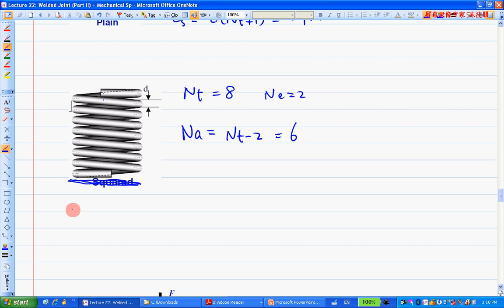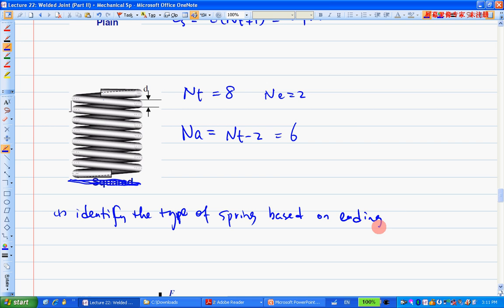So let me write it here first. Identify the type of spring, basically based on the ending type. There are only three different endings: plain, square, or grounded, and a combination of square and grounded, right? Grounded is easy to identify. If it's flat, then it's ground, right? Square meaning there's a closed gap between the last coils.